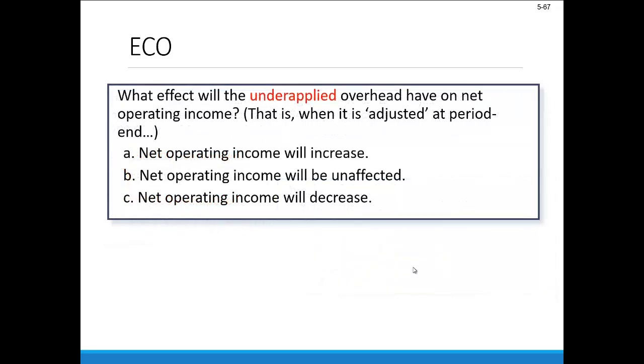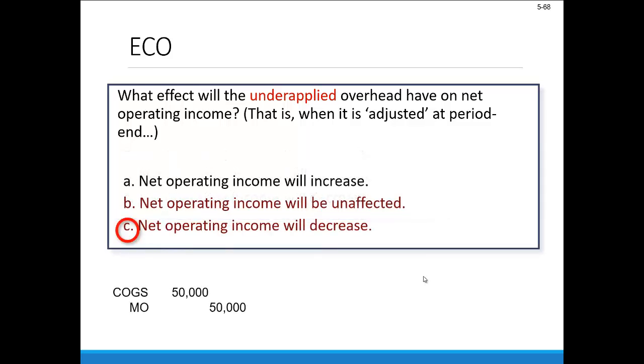All right, think about this for a second. What effect will the under applied overhead have on net operating income? In other words, when we adjust here at period end, what's going to happen to net income? Will it increase, be unaffected, or decrease? Think about that for a second. I'll have the answer here. It would decrease.